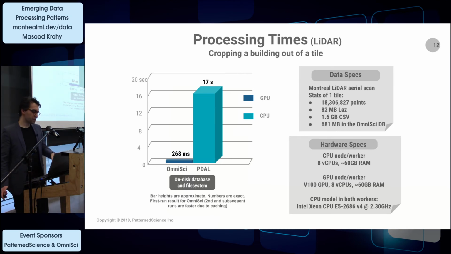And this operation, when you use PDAL, which is a state-of-the-art library, the Point Data Abstraction Library, to work with point cloud data, and it's a very rich library that I use a lot, it's going to take about 17 seconds to apply that filter of cutting that building out. With OmniSci, it's about 268 milliseconds, and that is the first run. On the second run, it's going to drop to a few milliseconds, maybe about 1/10 of it, 20 milliseconds.